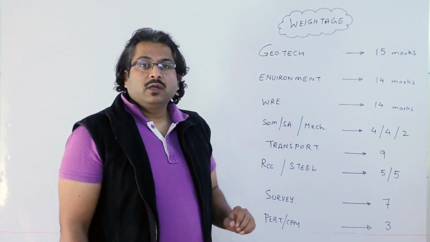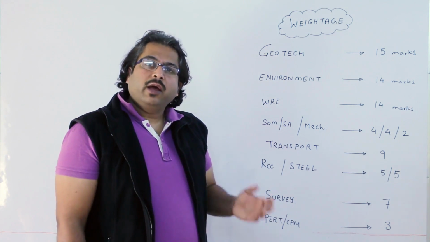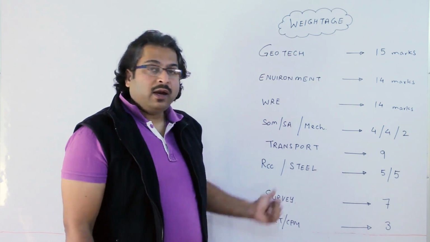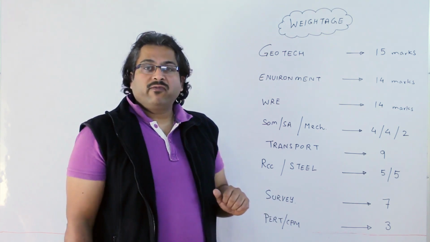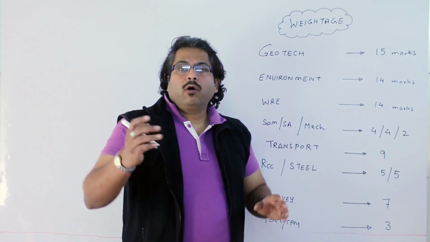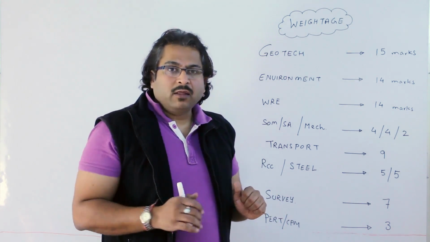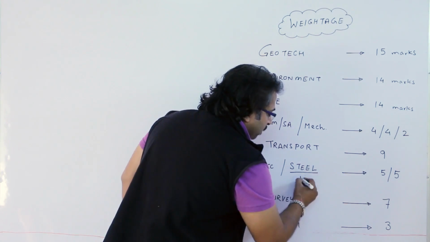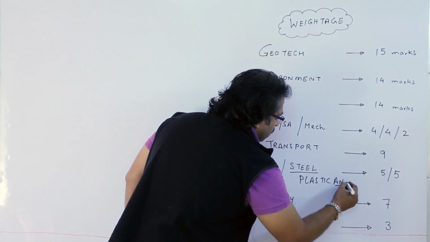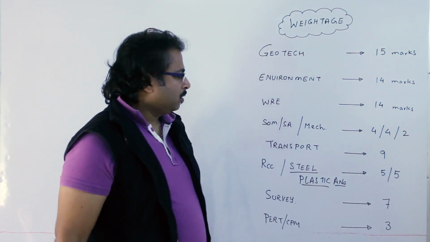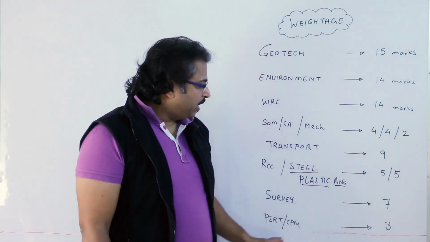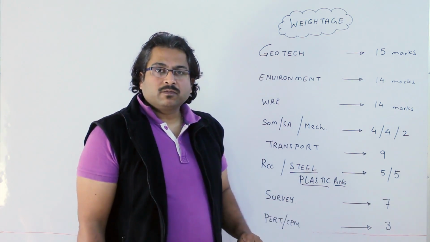Then transportation, traffic, highway geometrics and other means of transport carry 9 marks. RCC and steel: RCC carries 5, steel carries 5. When I say steel carries 5, I am also including the plastic analysis. Survey carries 7 and CPM carries 3.